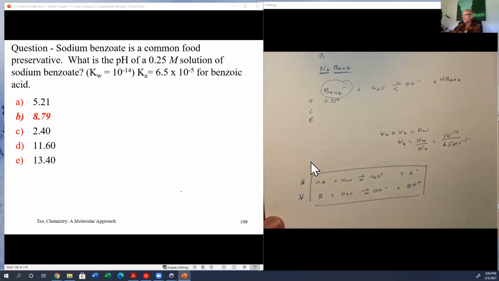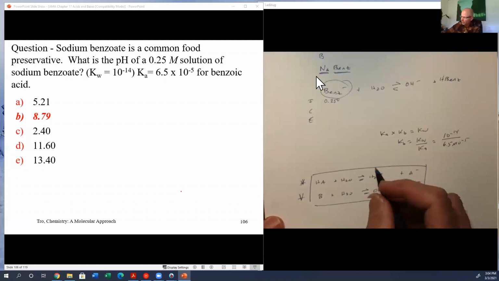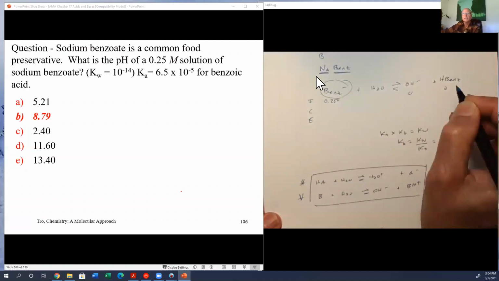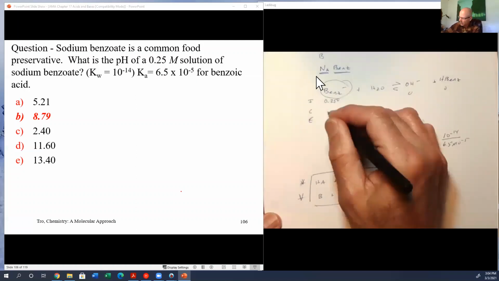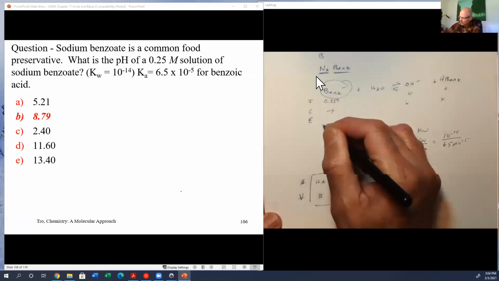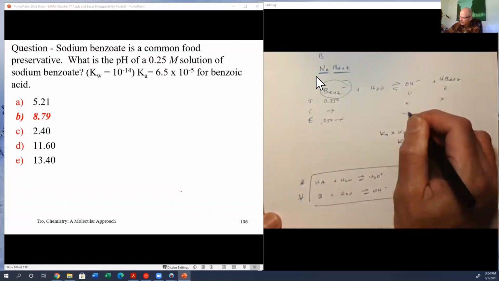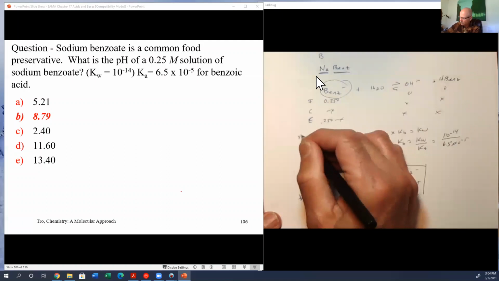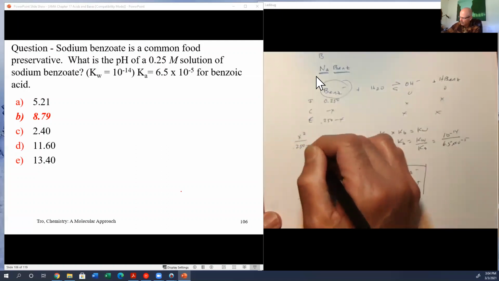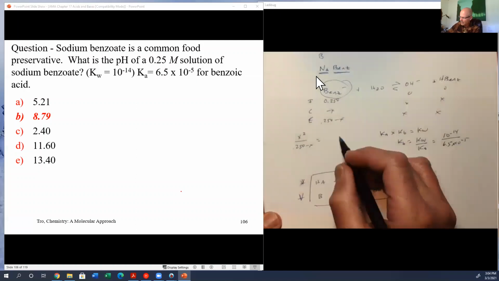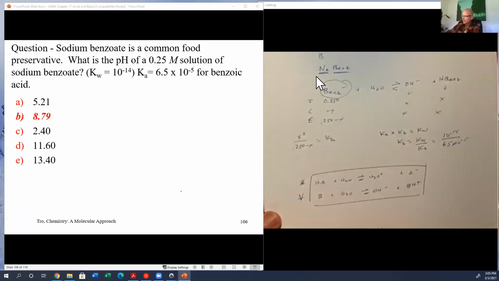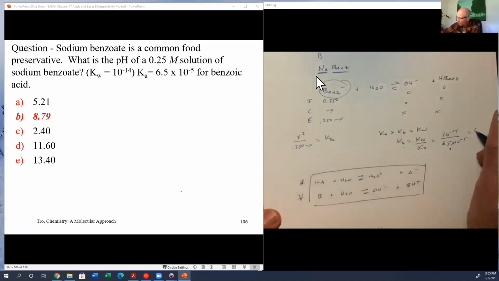So great job. For those of you that didn't get it right, you have 0.250, 0, 0. It goes to the right, so this is minus x, plus x, plus x. So 0.250 minus x, x, x, right? So you have x squared over 0.250 minus x is equal to Kb, right? And now you have to get Kb this way. So Kb turns out to be 1.5 times 10 to the minus 10.